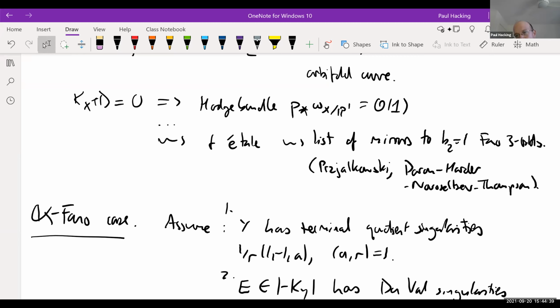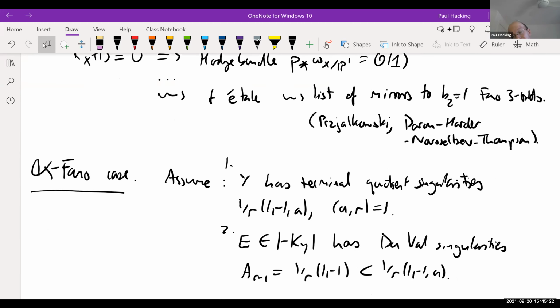So let's see what changes in the Q-Fano case. And here I want to use the usual assumptions. So we'll assume that Y has only quotient singularities. In general it has terminal singularities; consider the model problem, a Fano threefold with terminal singularities of Picard rank 1. But here we'll restrict to the case where these are actually quotient singularities. So these are the threefold quotient singularities by a cyclic group Z/RZ acting with weights 1, -1, A for some A coprime to R.